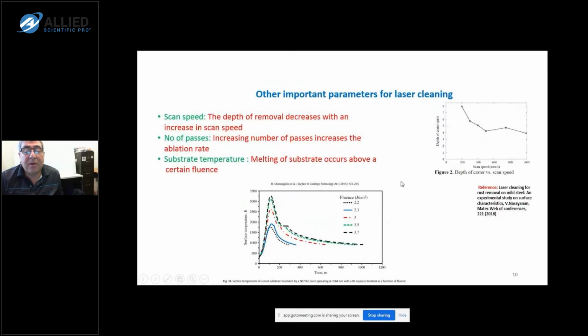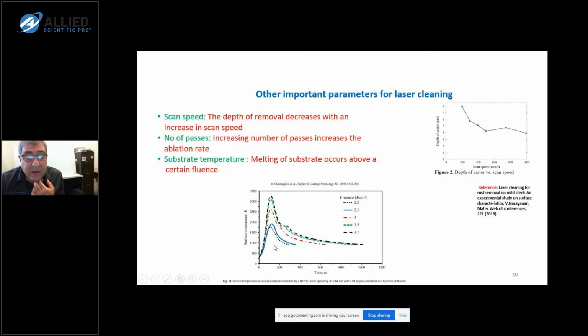There are also other important parameters. The scan speed: if you increase the scan speed, the depth of a crater would decrease because the dwell time is less. The number of passes also plays an important part. Increasing the number of passes increases the ablation rate.